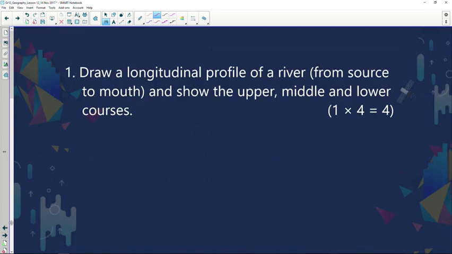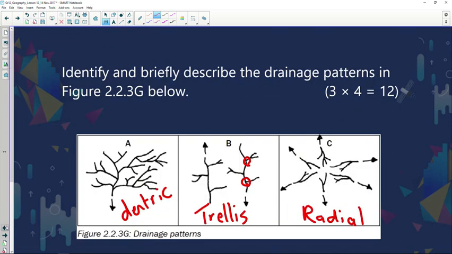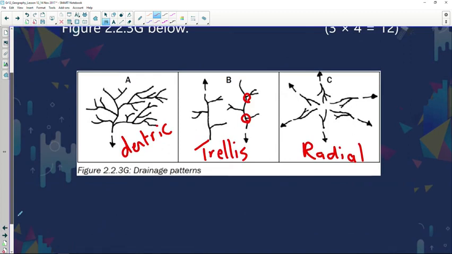Now, the question states, how do we know this is a dendritic pattern? Now, first of all, it resembles the branches of a tree, and what can we say about the underlying rock? It has uniform resistance to erosion. So it means the reason why they look very much the same is because the underlying rock is the same. If you look at the trellis pattern, the rock is not the same. There's rocks that can erode much faster than the underlying rock. And if you look at the radial pattern, it's usually happening from a high-lying area moving downwards in different directions.